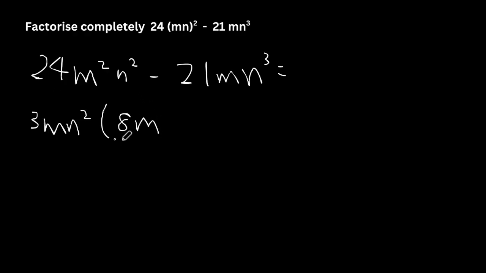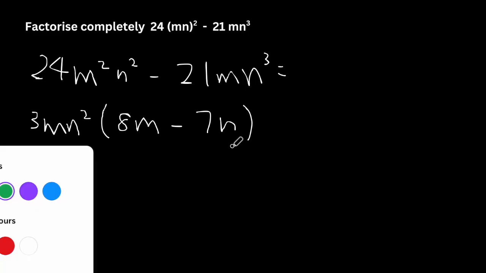because 24 divided by 3 gives you 8. M squared divided by m gives you m, and n squared divided by n squared gives you 1. So nothing else to write here. 21 divided by 3, 7. M divided by m is 1. N cubed divided by n squared gives me n. Now this is the right answer.